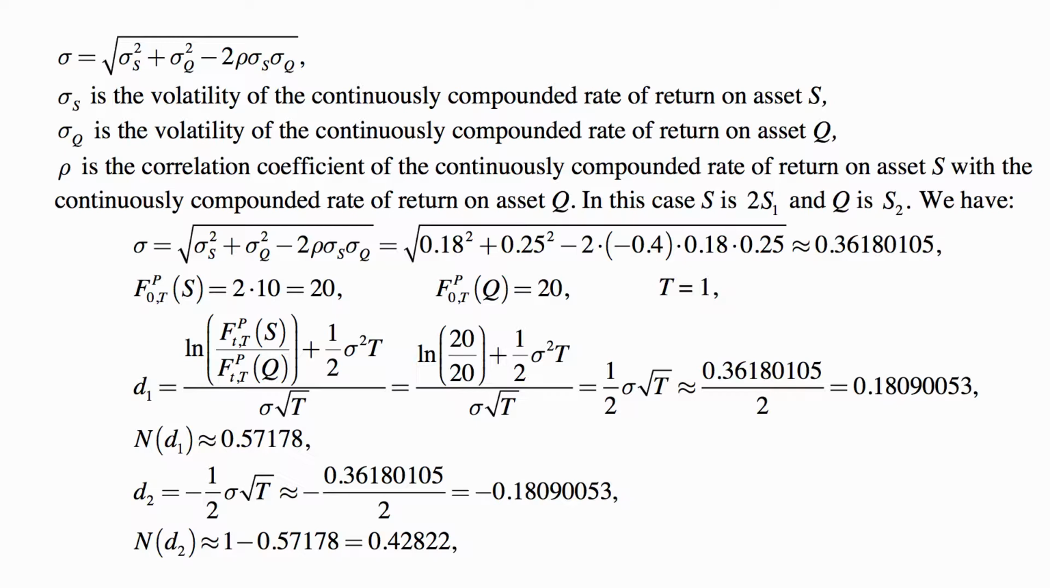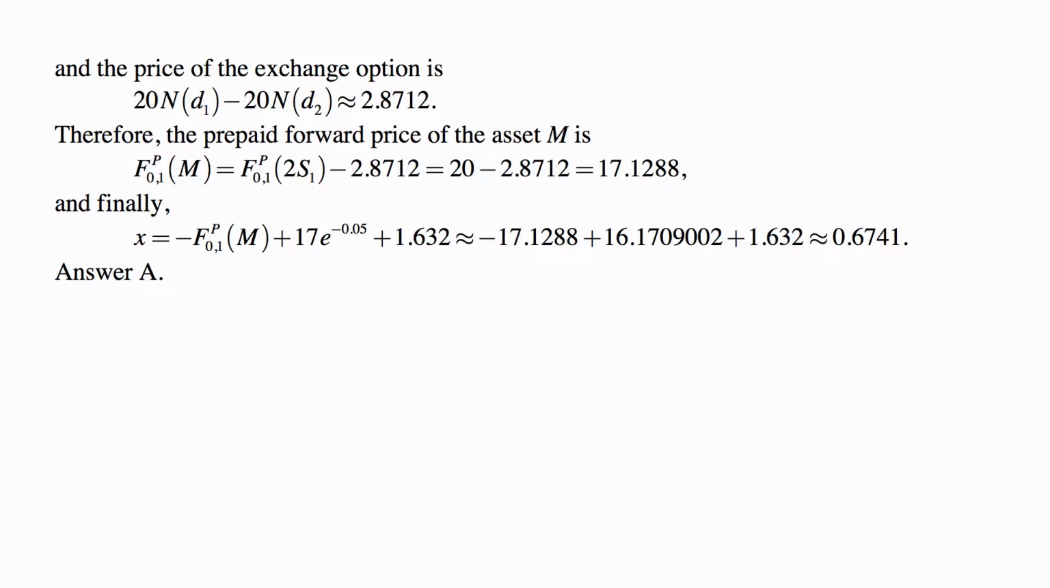So this is a relatively simple calculation, and then we can find the value of N of d1. And then d2 is minus that, and of course N of d2 is then 1 minus N of d1, because d2 is the opposite of d1. And then the price of the exchange option is therefore 20N of d1 minus 20N of d2, so that comes out to be approximately 2.8712.